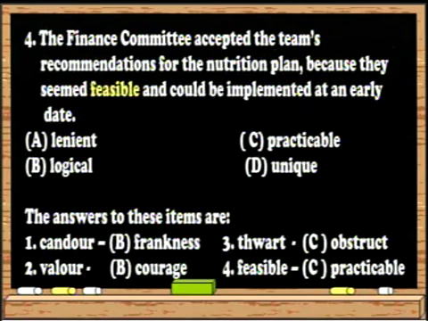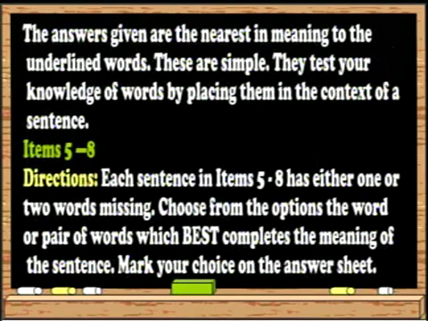Valor, also B, courage. Thwart, C, obstruct. And feasible, C, practicable. The answers given are the nearest in meaning to the underlined words. And these are simple. They test your knowledge of words by placing them in the context of a sentence.